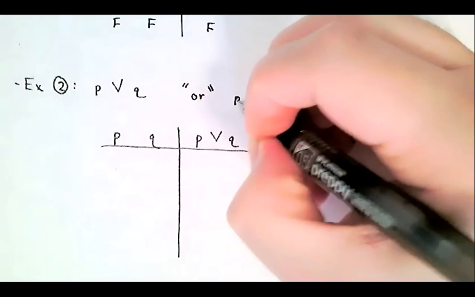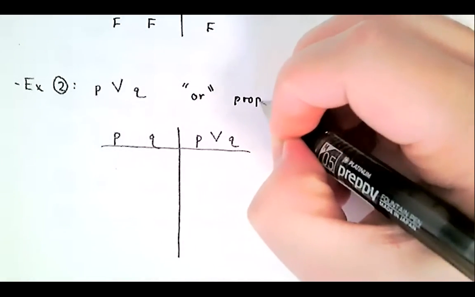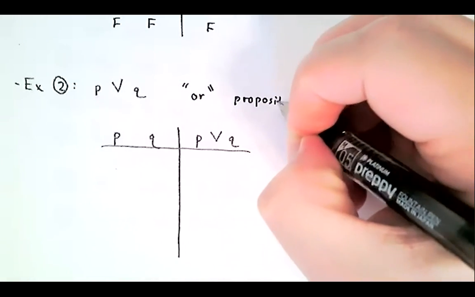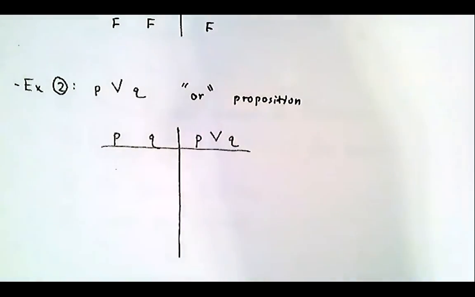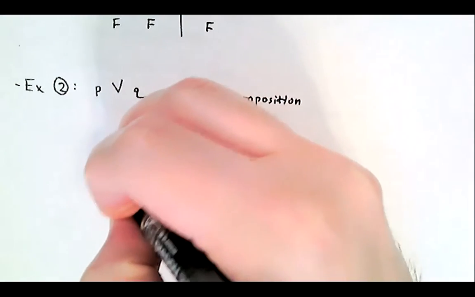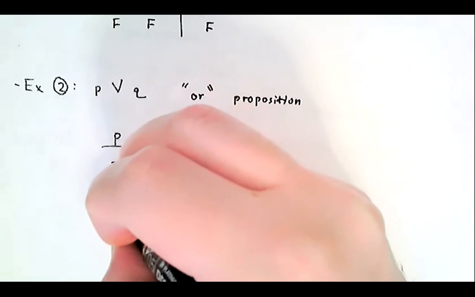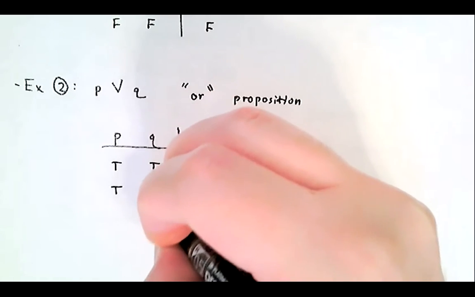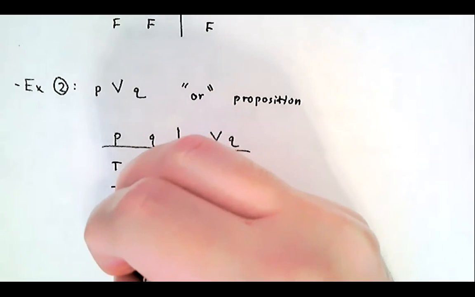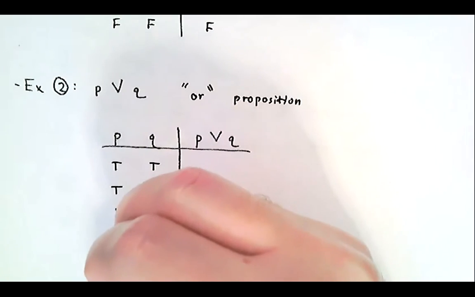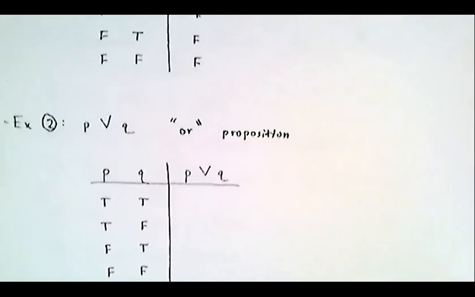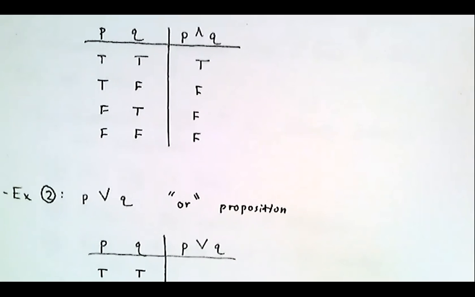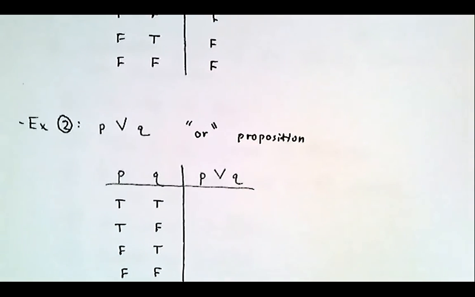Disjunction. And as I said earlier, you should try to fill in the left the same way every time you do it. So I'm going to fill it in with true, true, true, false, false, true, and then the last possibility, false, false. So it looks exactly the same on the left side as the other truth table.